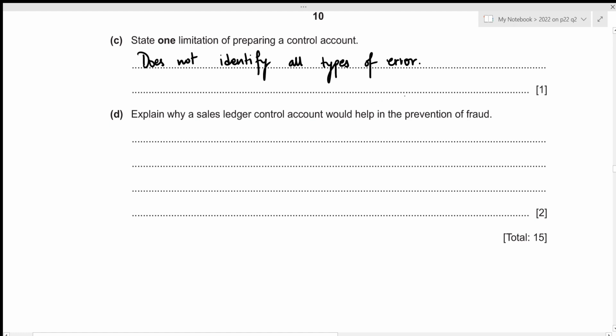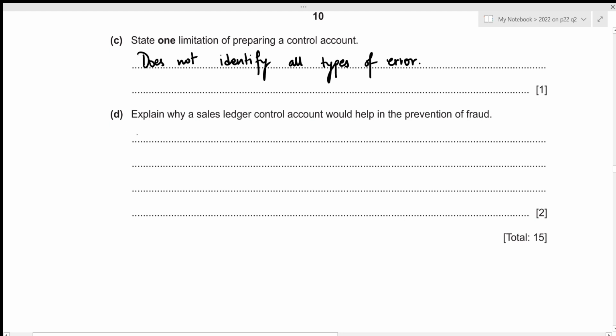So this is because the preparation of the sales ledger control account should be carried out by a different person or a different member of staff than the person who is preparing the sales ledger account, right? So that way the balances in the sales ledger account and the balance in the sales ledger control account can be compared, and if there is any sort of mistakes, then we can easily identify the fraud which is performed by that member of staff who is preparing the corresponding accounts.